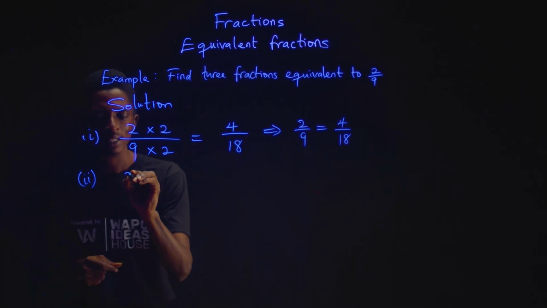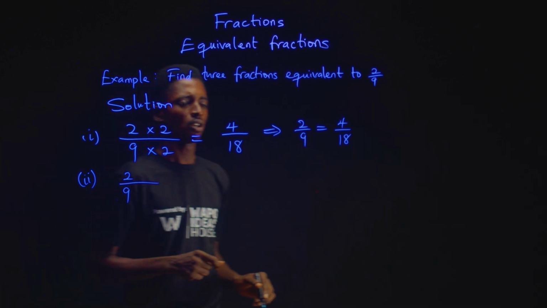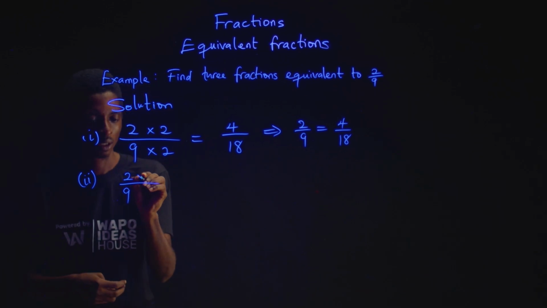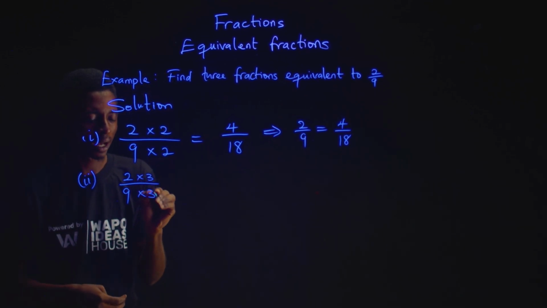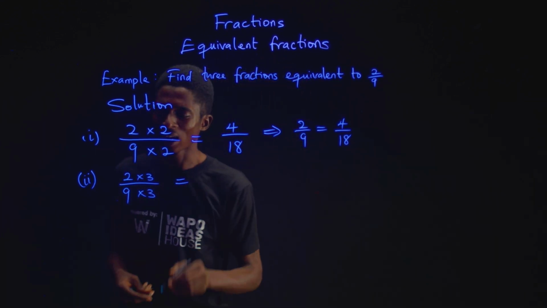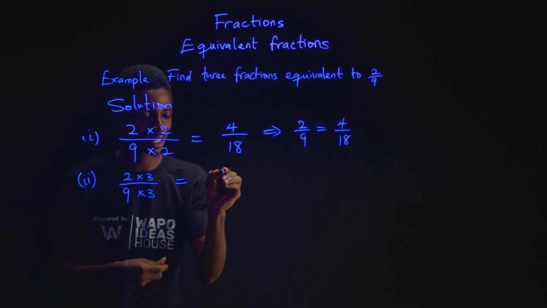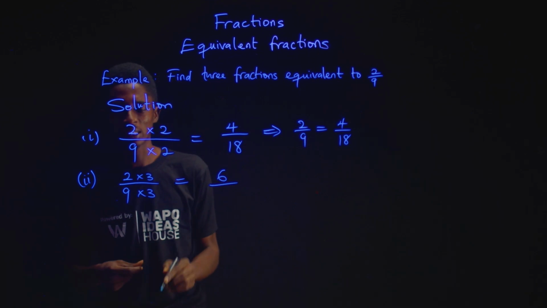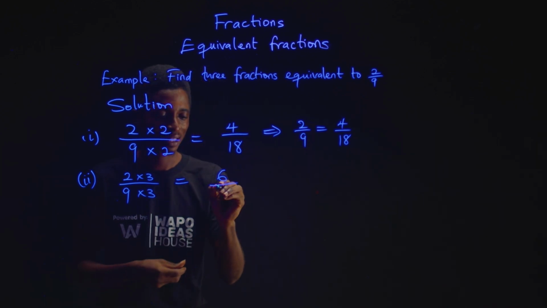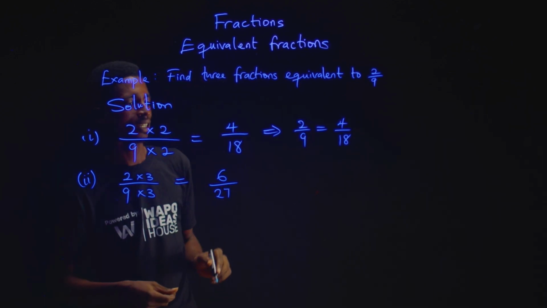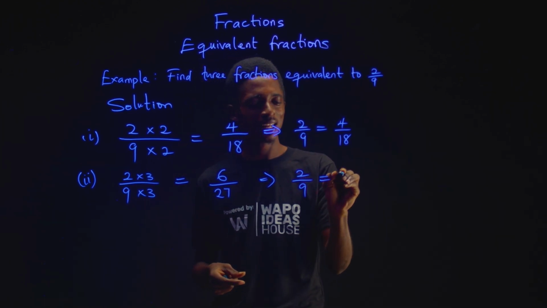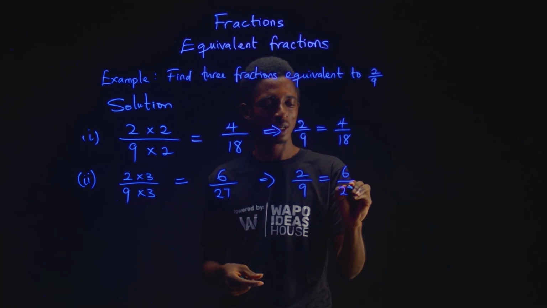We are still working with 2 over 9. So since we have multiplied by 2, this time let us multiply by 3. Remember, the same number is what you multiply both the numerator and denominator by. Now, what is 2 multiplied by 3? That is 6. Very good. Now, what is 9 multiplied by 3? You get 27. This therefore implies that 2 over 9 is equivalent to 6 over 27.